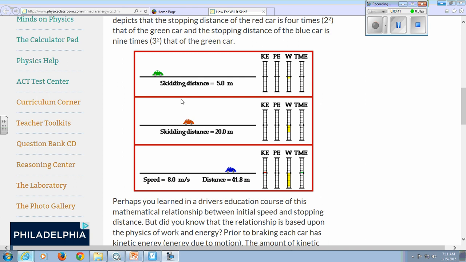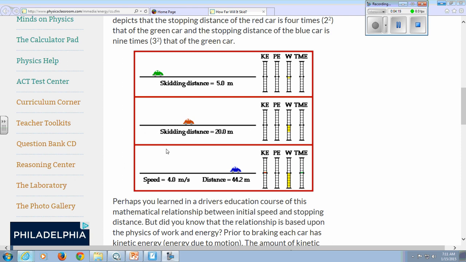The simulation I want to show you here is 3 cars, and you're going to see that the initial speed of the green car is 10, 20, and 30 are the speeds of each of these cars. If the green car has 10 meters per second of initial speed, 20 meters per second for the red car, and 30 for the blue car, we can figure out how much kinetic energy they have.